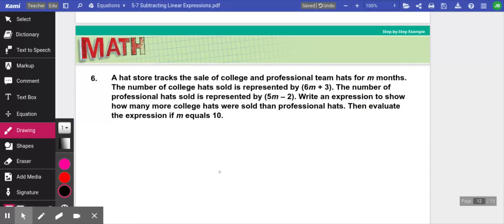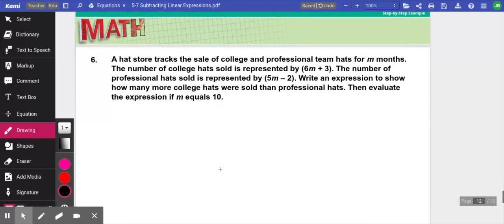Now we can also find a word problem to work with. So it says that a hat store tracks the sale of college and professional team hats for M months. The number of college hats sold is represented by 6M plus 3, and the number of professional hats sold is represented by 5M minus 2. They want us to write an expression to show how many more college hats were sold than professional hats. Then evaluate the expression if M equals 10.